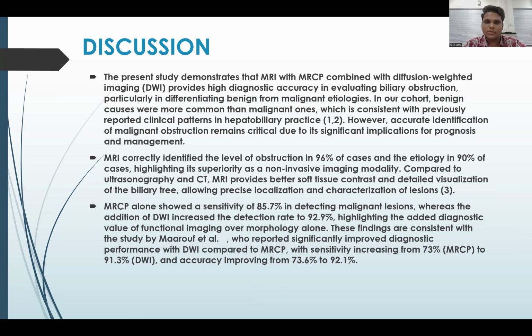In our cohort, benign causes were more common than malignant ones, which is consistent with previously reported clinical patterns of hepatobiliary practice. However, accurate identification of malignant obstruction remains critical because of the significant implications for prognosis and management. MRI correctly identified the level of obstruction in 96% of cases and etiology in 90% of cases, highlighting its superiority as a non-invasive imaging modality. Compared to USG and CT, MRI provides better soft tissue contrast and detailed visualization of the biliary tree.